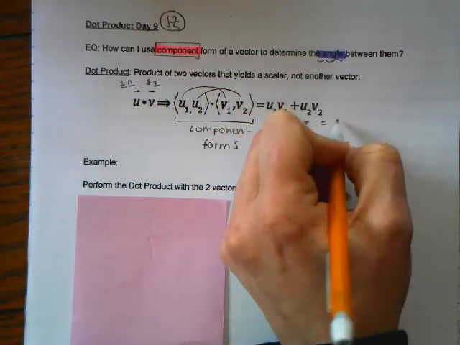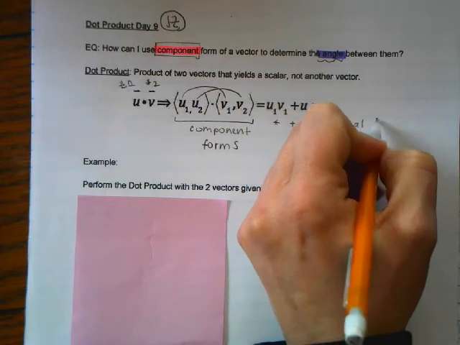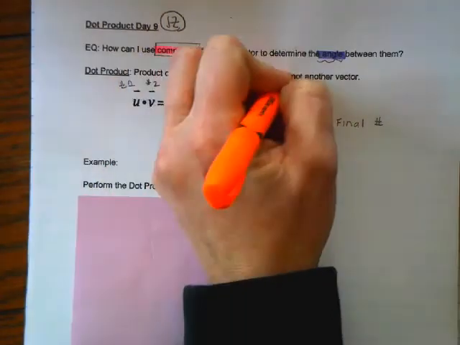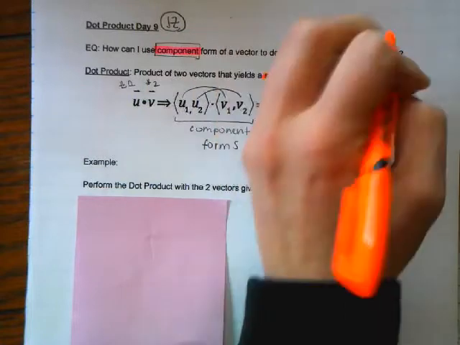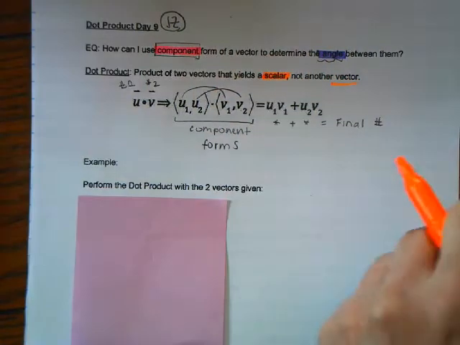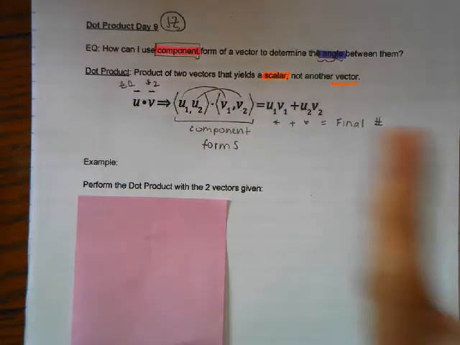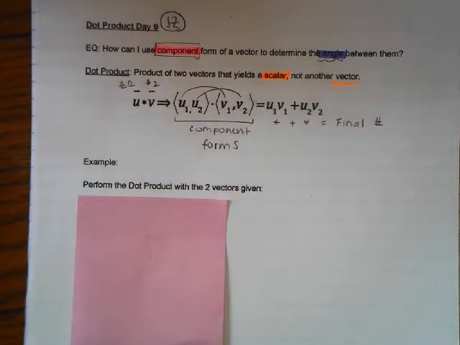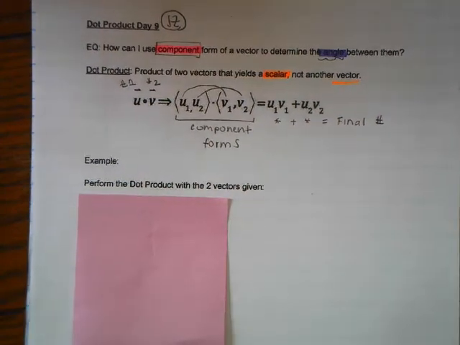So you're going to end up with a final number. That's where we talk about it being a scalar. It's a final number. It is not a vector. So when you think of scale, like architecture and growing and shrinking and scale factors, that's where that comes into play. Okay, so we're going to go through example number 1.